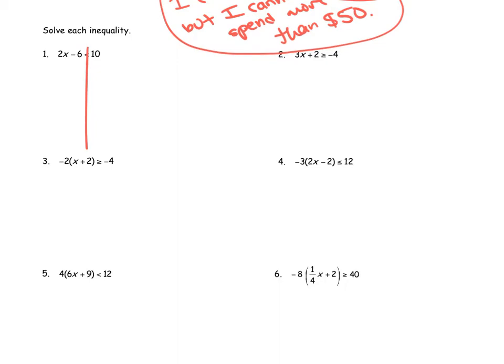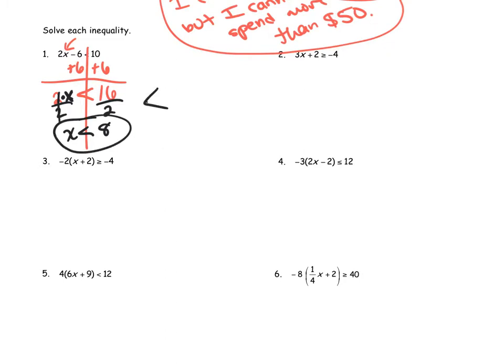So the first thing I want to do, because we want to get x by itself, is use the addition property of equality by adding 6 to both sides. Now we have 2x is less than 16. We want to get this 2 out of the way so x is by itself. Remember, the opposite of multiplication is division, so we're using the division property of equality. And now I have x is less than 8.